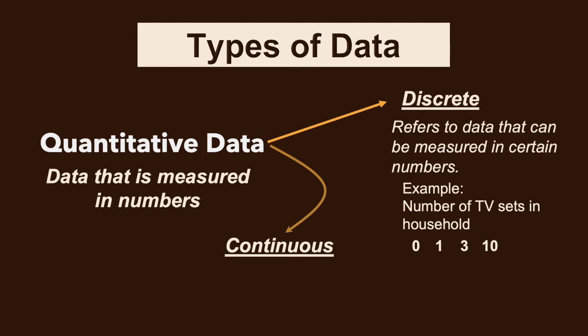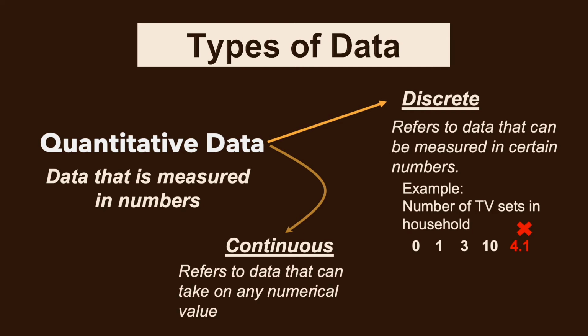However, a family cannot own 4.1 TV sets, because when we say discrete class, it must be exact, certain numbers. It cannot be decimals, it cannot be fractions. So it must be whole numbers. That's discrete data. When we say continuous, it refers to data that can take on any numerical value.